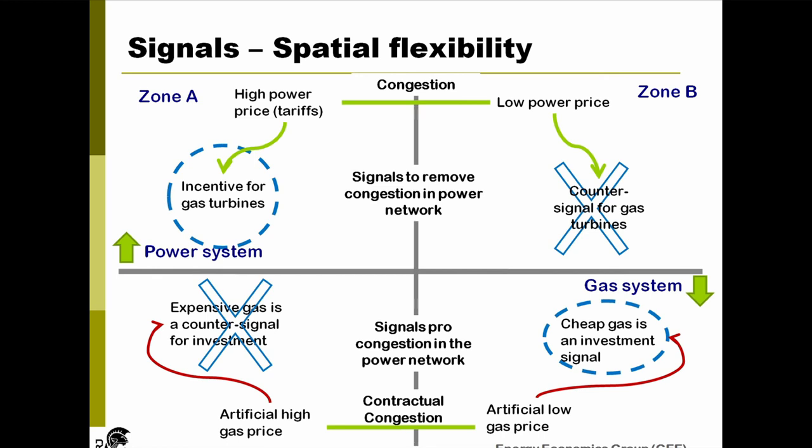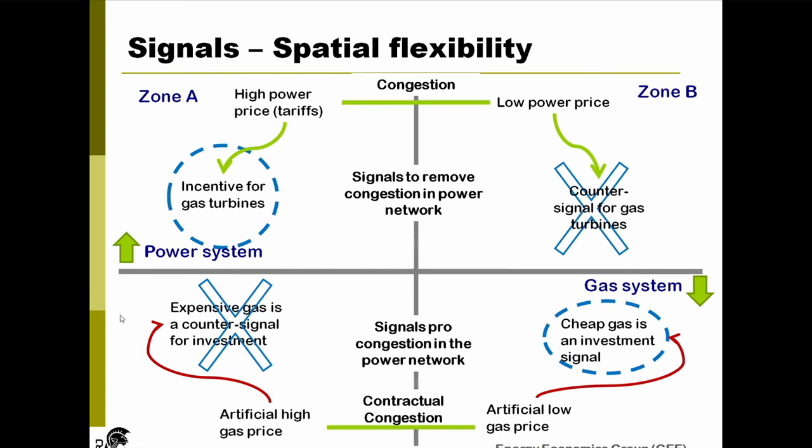We saw in these schemes that entry-exit systems were giving free spatial flexibility to market players. And we saw that free spatial flexibility can create barriers to trade between zone B and zone A, or zone A and zone B. So the higher the entry-exit zone, the higher the level of free spatial flexibility.